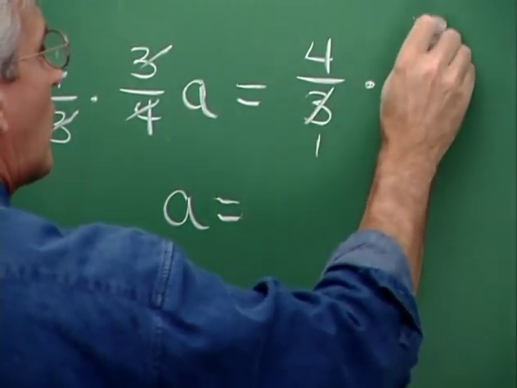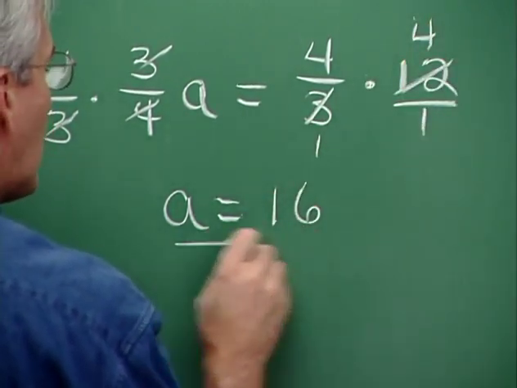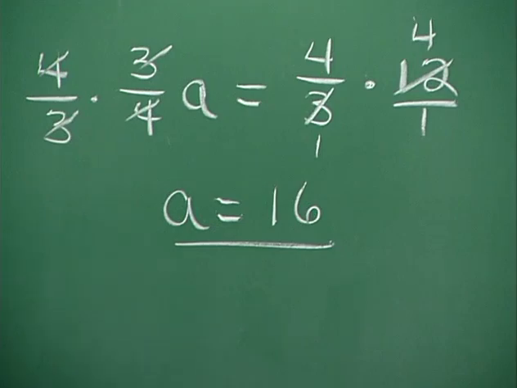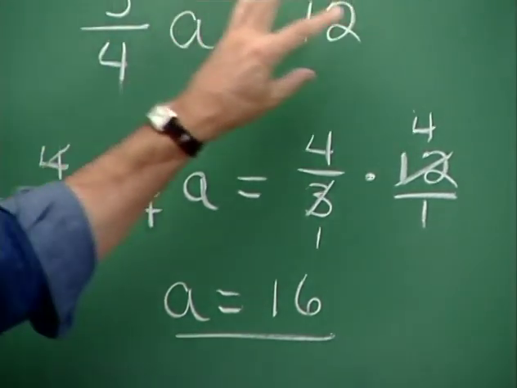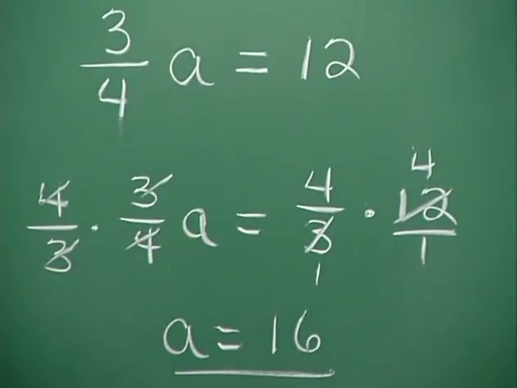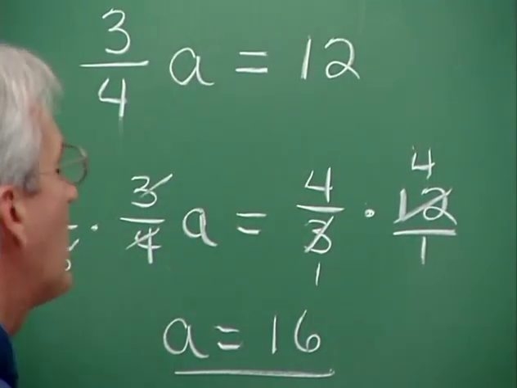3 into 12, 4. 4 times 4 is 16. So a equals 16 is the solution. We can check it rather easily by replacing a with 16 and verifying that 12 equals 12, but it's a correct solution. Now, let me show you another way to approach the problem.